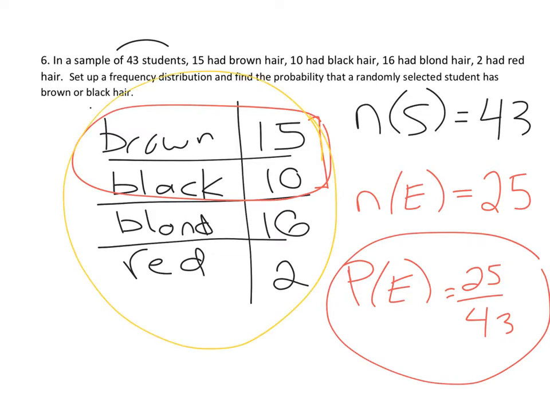Okay, so the top is the number of ways for whatever we're interested in to happen. So in this case, we're interested in someone being selected with brown or black hair. And the bottom is the total number of ways for anything to happen, right? And so that would be any of the 43 students. Okay, so the probability of the event E happening is 25 over 43.